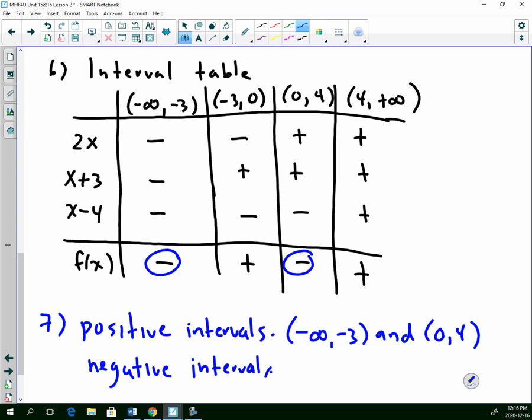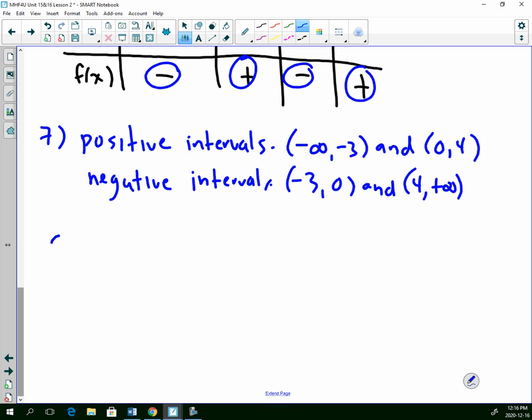And then it's positive here and here, so between -3 and 0, and to the right of 4. Okay, so that's pretty easy to read off the graph. And then increasing and decreasing is the final thing. And that I'm just going to look at the graph.